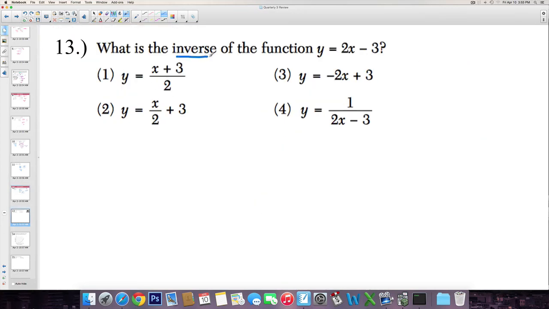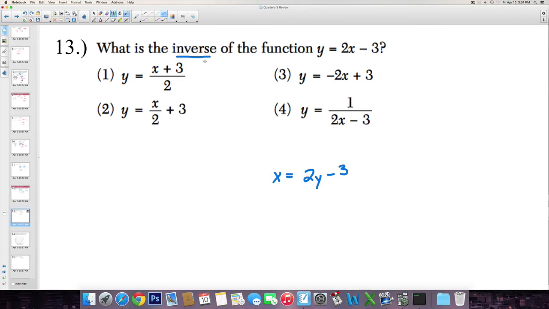Inverse. So inverse functions, inverse is when you switch the domain and range, or you switch x and y. So we'll go ahead and do that. X equals 2y minus 3. We want to take a look and just see if that's a choice. Nope, it's not a choice.